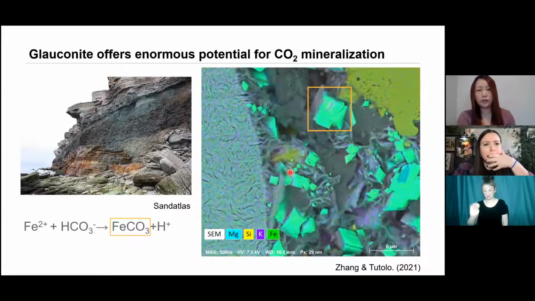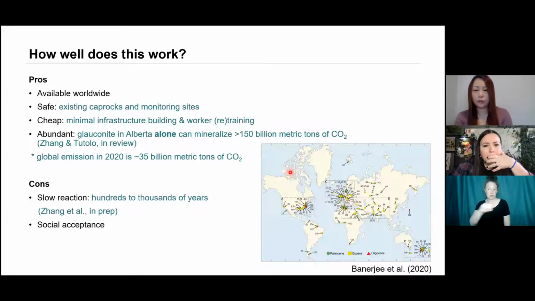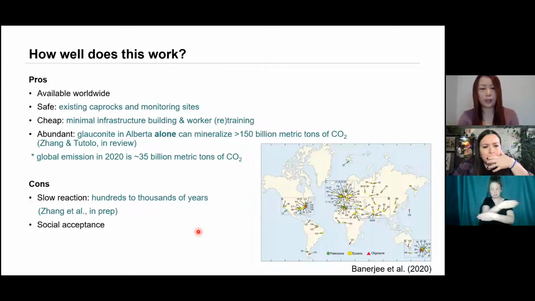And so once we know that something works, we really need to know how well it works. And here are a couple of things I encountered during my study. Well, first of all, glauconite is really, really abundant worldwide. This is a map that's probably hard to read, but it really just tells us these people found glauconite almost on every continent of the world. So this means a lot of countries have the opportunity to use glauconite to store their carbon dioxide.